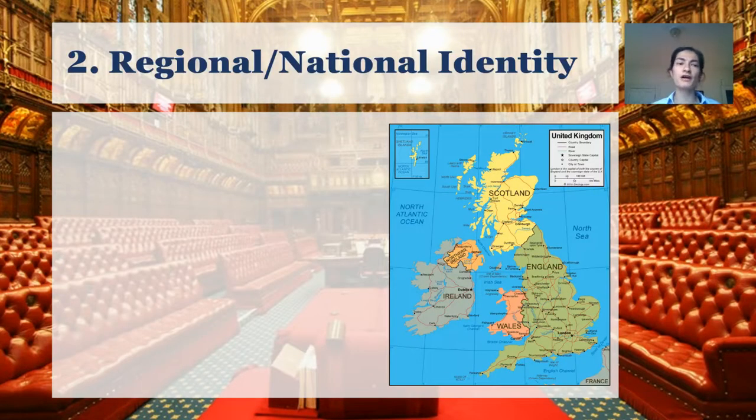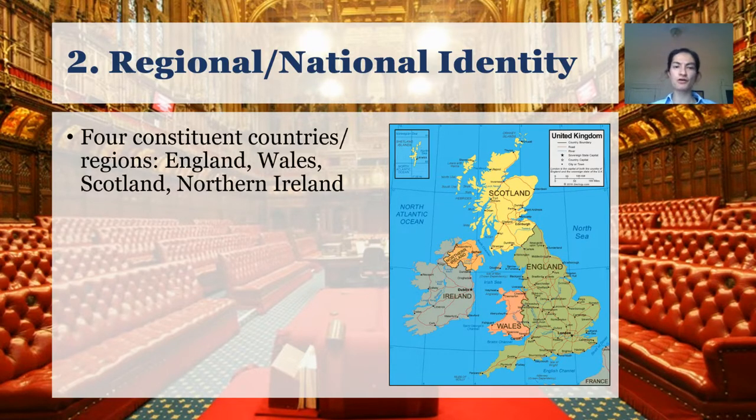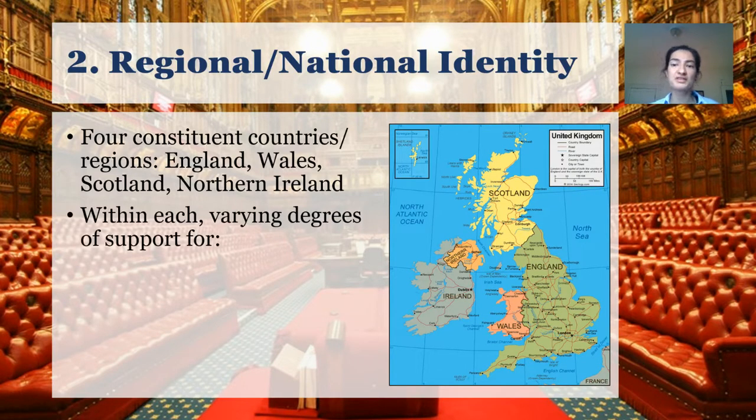Second big source of social cleavage in the United Kingdom is regional or national identity. So you recall from our history lecture, I hope, that the UK is made up of 4 constituent countries or regions. Those are England, Wales, Scotland, and Northern Ireland. And within each of those, I'm going to focus today on Scotland and Northern Ireland because this is where these issues tend to be the most salient.